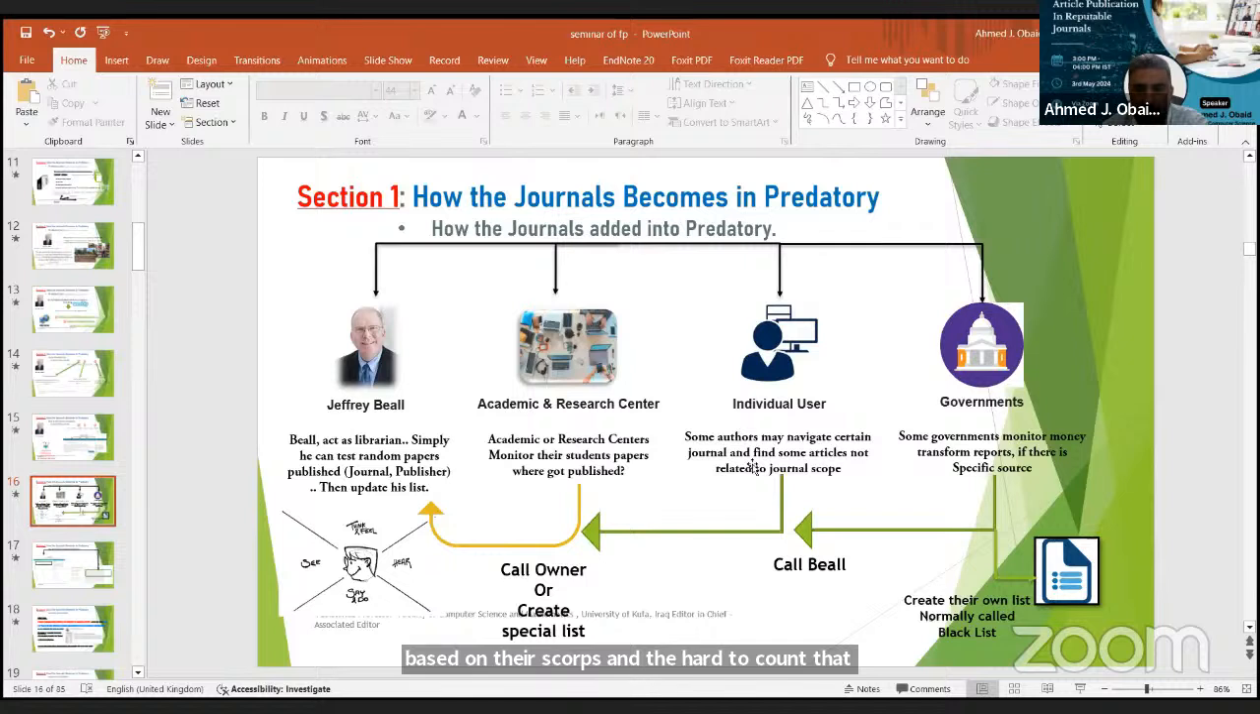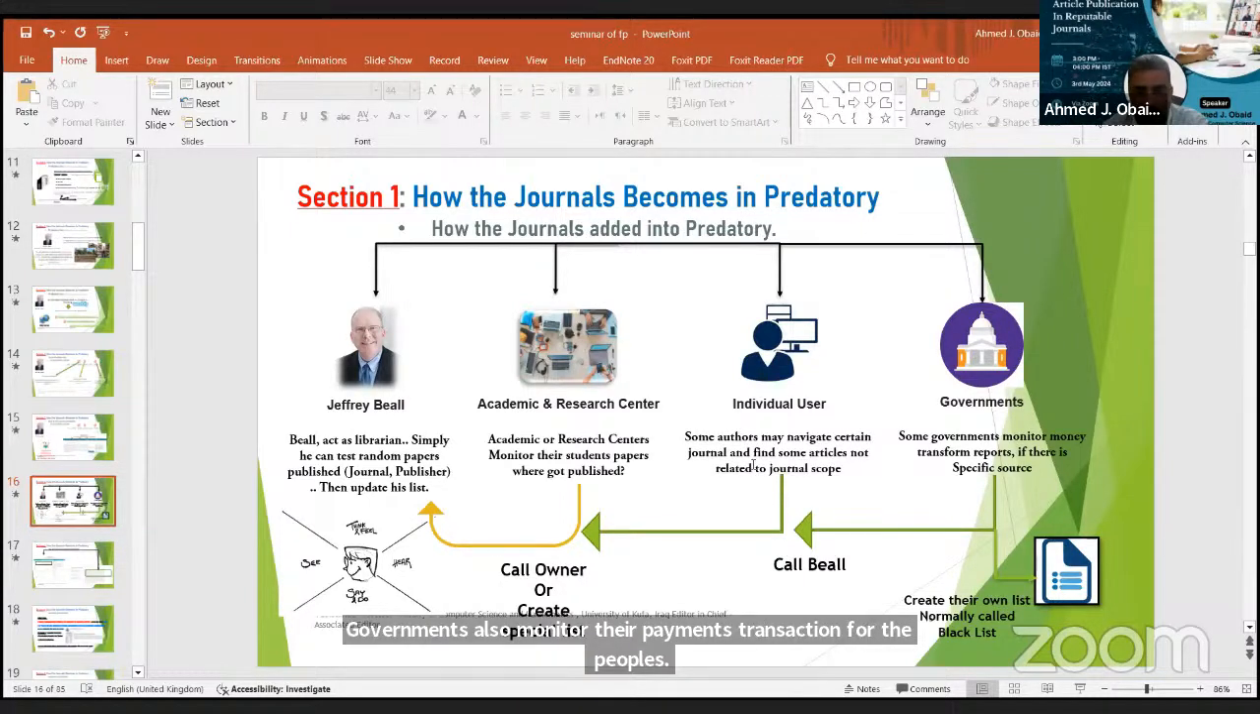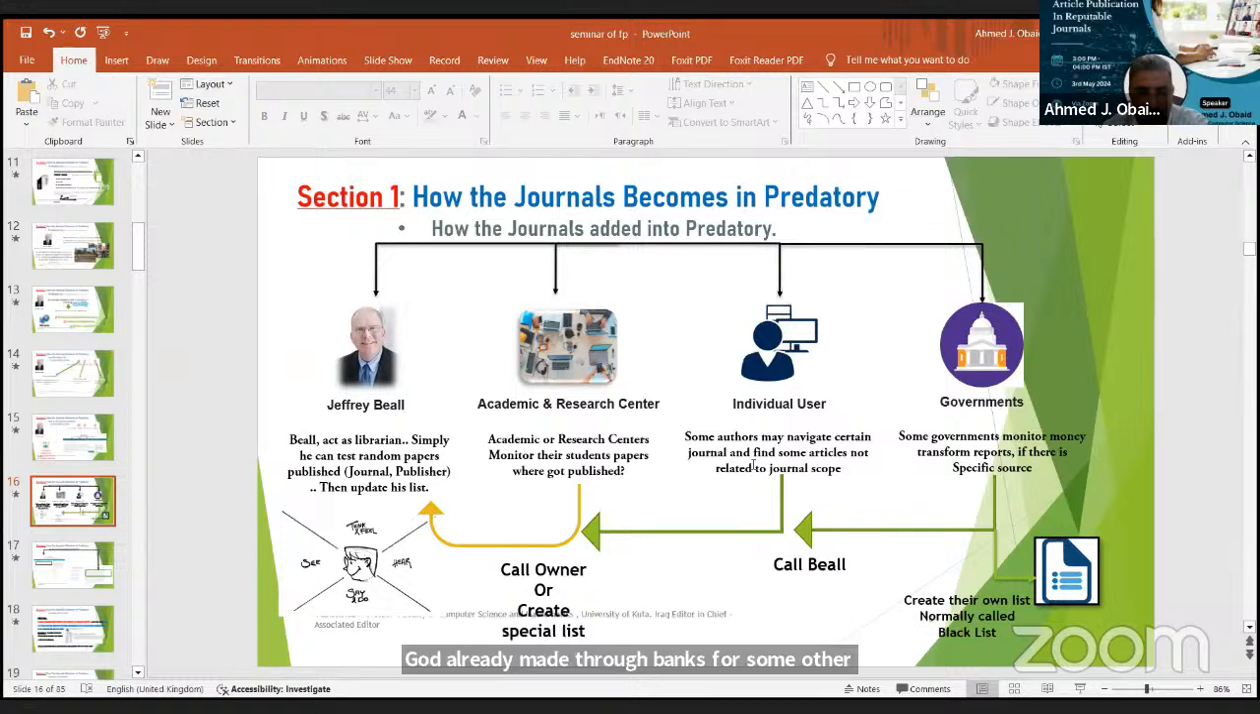And the fourth rule is related to the governments. Why? Governments also monitor the payment transactions that people make through banks or international credit cards. And if they see that those payments are forwarded to a single venue, then that venue will be blocked, or they will investigate and clarify why most of our people send their payments to that country or to that publisher.